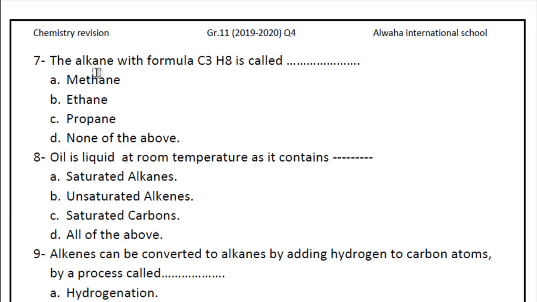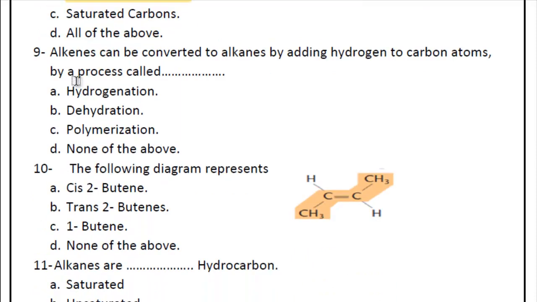Number 7, the alkane with formula C3H8 is called propane, because C3 means prop. Propane is C3H8. Oil is liquid at room temperature as it contains unsaturated alkenes, because unsaturated alkenes are liquid at room temperature. Number 9, alkenes can be converted to alkanes by adding hydrogen to the carbon atoms by a process called hydrogenation. So this is the hydrogenation process.